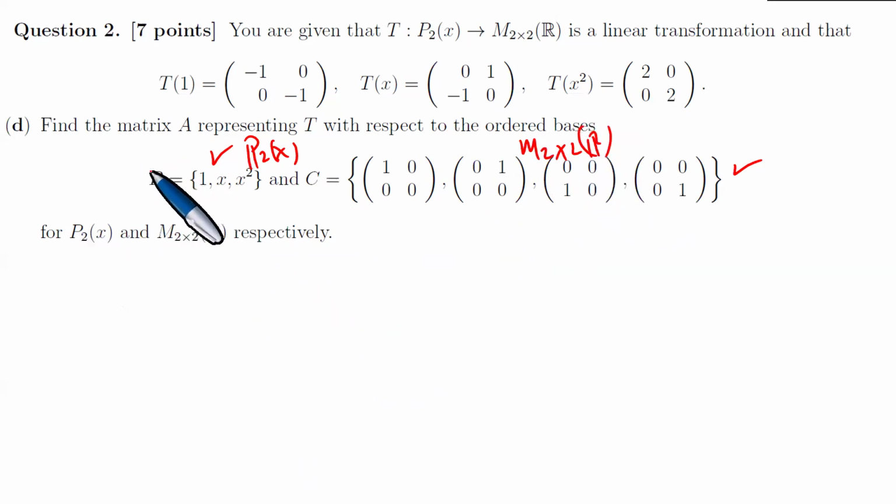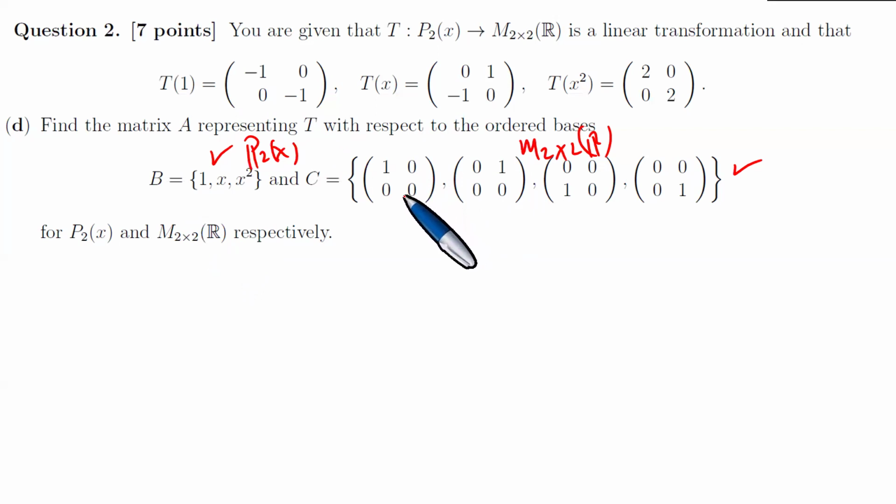Okay, find the matrix. You use the same key for the pattern. So find the matrix A representing T with respect to the ordered bases. Now let us find this matrix. It is a very interesting one, one that we are always able to find. So at this point, if you are mapping P2 of X to M22R, how would you then write that out?